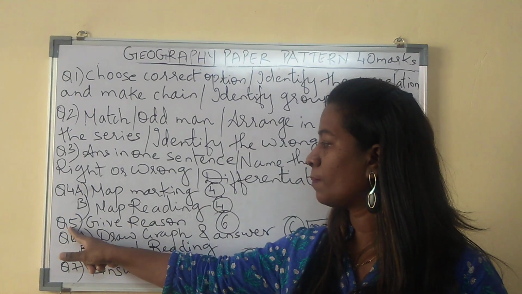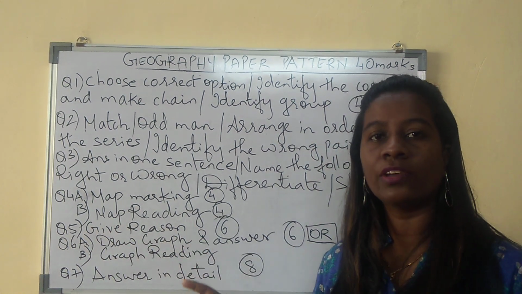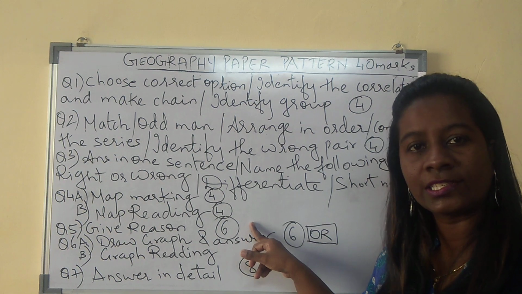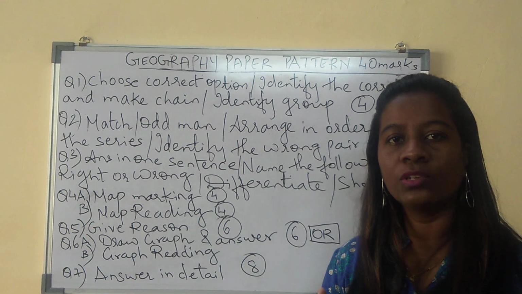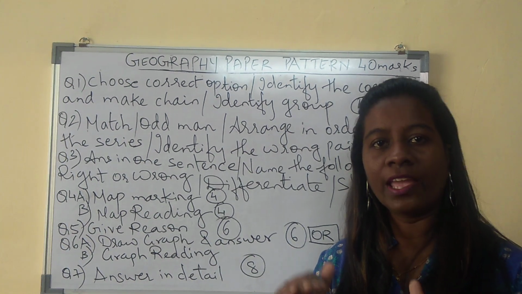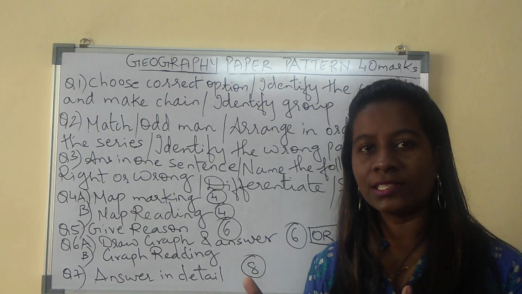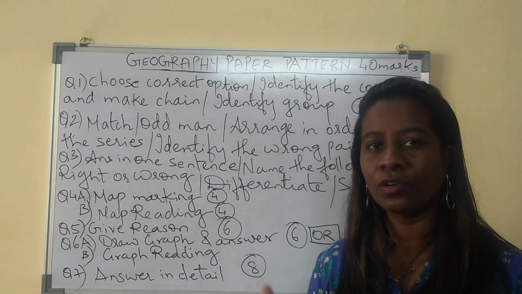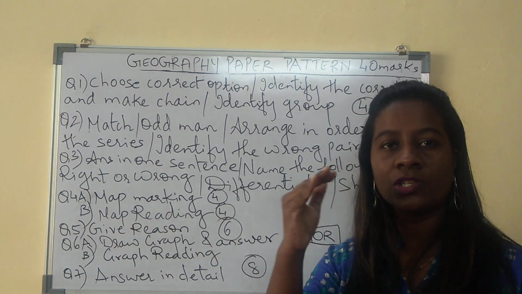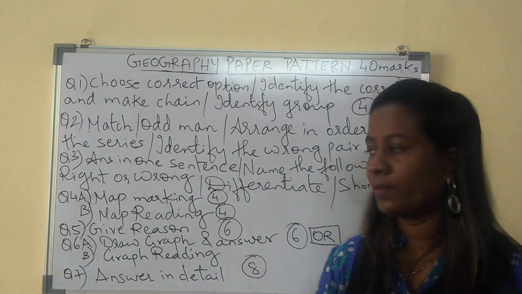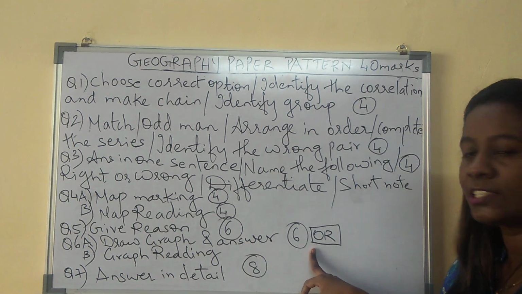Then you can see question number 5. Question number 5 is give reason. Any 2 give reasons you have to write, and that is for 6 marks. Question number 6a, draw graph. You all know this year you will have graphs in geography. Geography is like science. How you do practicals in science, in the same way we will do practical geography also. That is, we will be doing graph work on the basis of the data which is given. So that is draw graph and answer, and that will be of 6 marks.